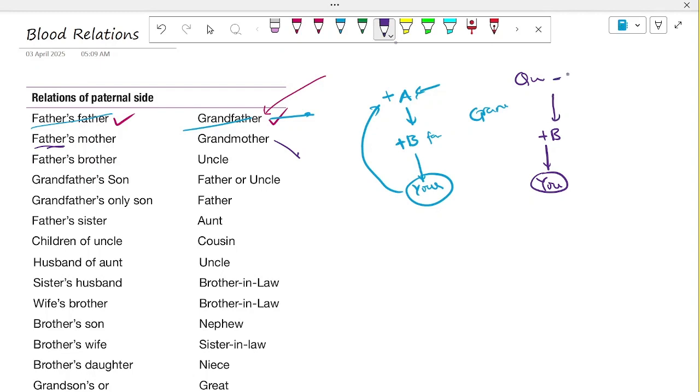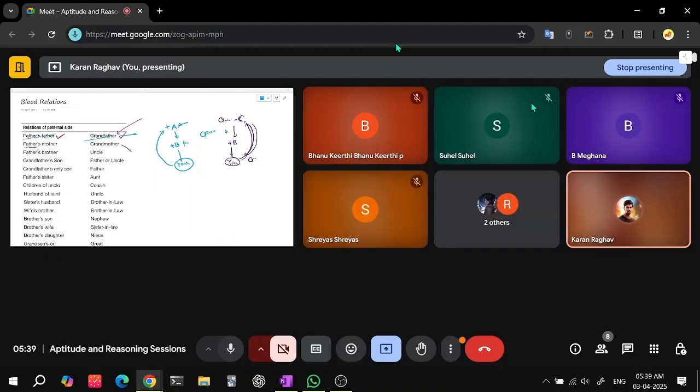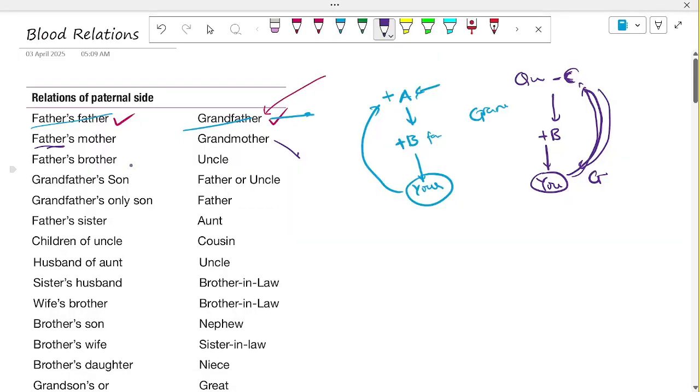So it will be minus, A, B, C or something. So how will you be related here? C will be your grandmother and you will be the grandchild of C. Okay, this way you need to understand this diagram. I hope this is clear. Anybody any doubt here? Any doubts? If there are no doubts, give a thumbs up. Okay, these are just simple ones. We will see later when you are solving questions, you will understand clearly.